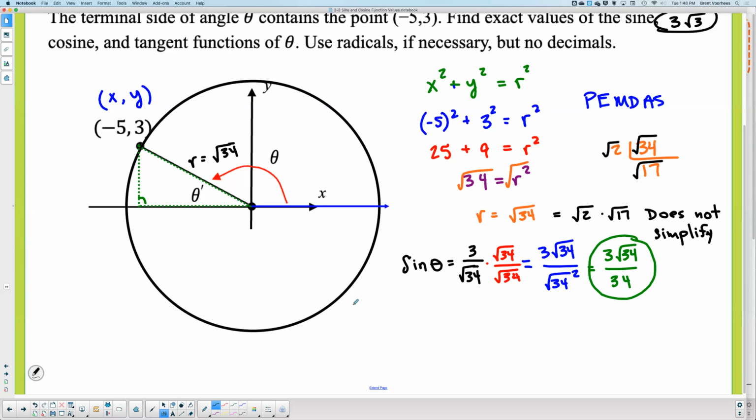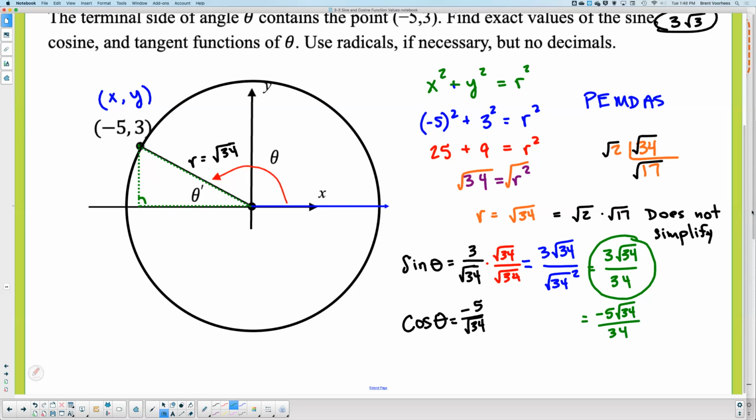Let's try this. Cosine. Sine was y. What is cosine? x. So x is -5 divided by square root 34. Now, do we leave a square root in the denominator? No. What do we do with it? Shoot it up. If you want to just skip to your answer, when you shoot it up, it should be -5 times the square root of 34 over 34.